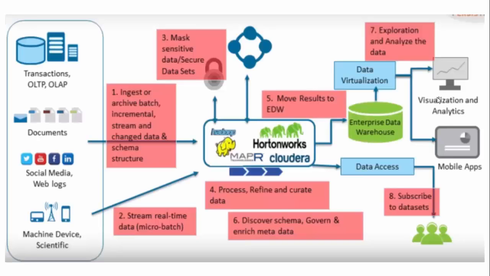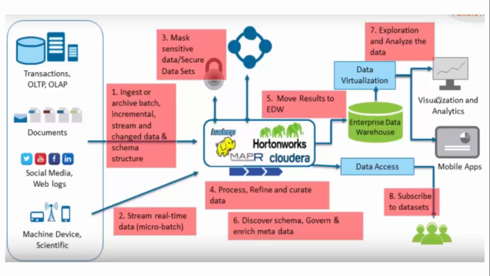Now, as shown on the screen, we have 8 steps which describe the workflow of a data lake. The first step is ingesting or archiving batch, incremental, stream, or change data and schema structure. So basically in this step, what we do is ingest all the data. Next, we do streaming of the data in real time. That's the second step in the workflow for the data lake. In the third step, we mask the sensitive data, or we secure data sets.